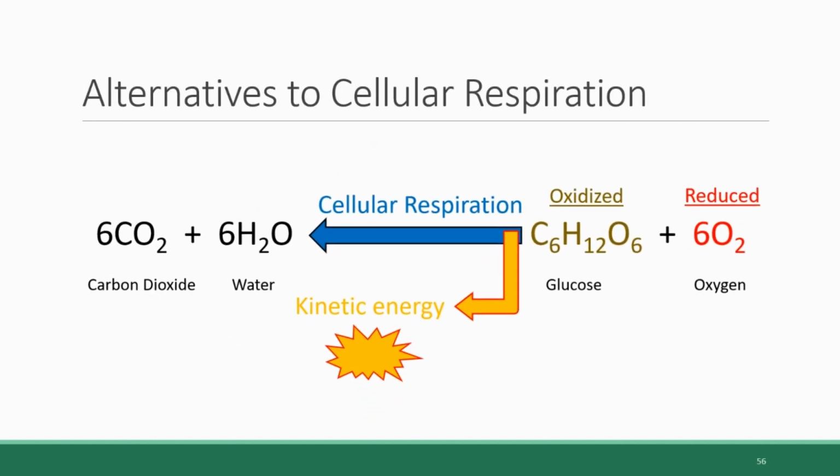But cellular respiration is not the only process that heterotrophs may conduct to extract energy from carbohydrates. Sometimes cellular respiration is not possible, and there are a few reasons why this might be the case. One is that there might not be enough oxygen available. Oxygen is a necessary ingredient for cellular respiration. It receives the electrons that are extracted from glucose, and without it, the process really cannot take place.